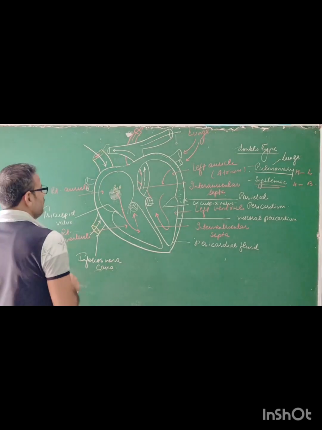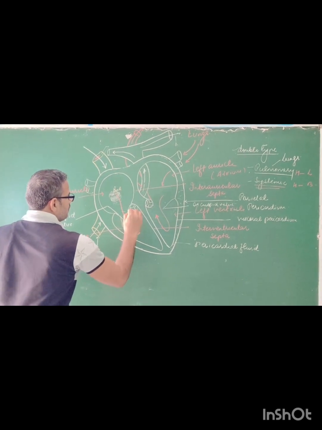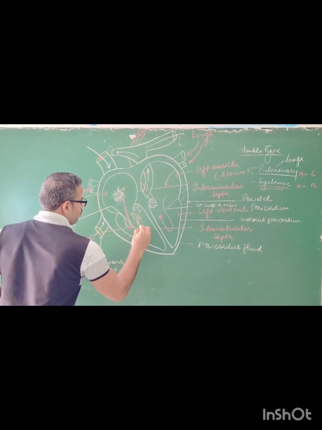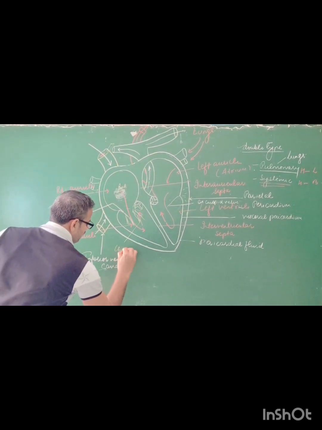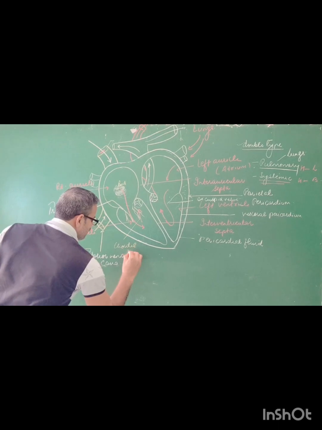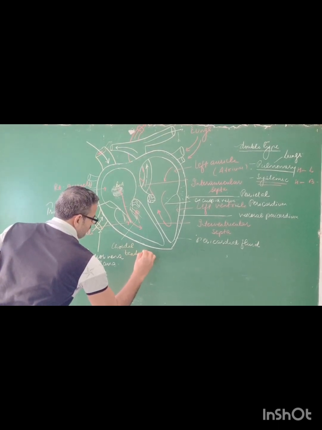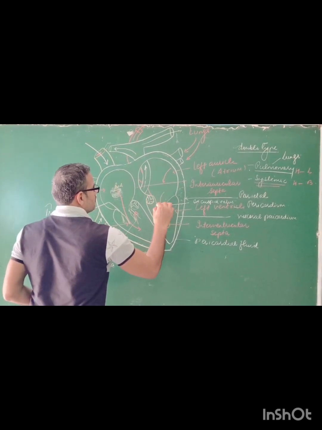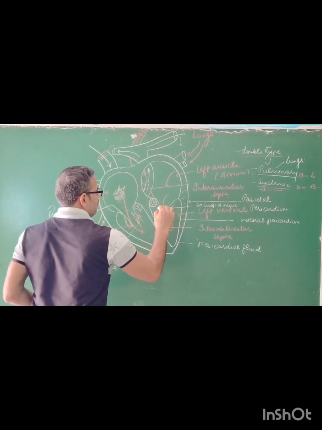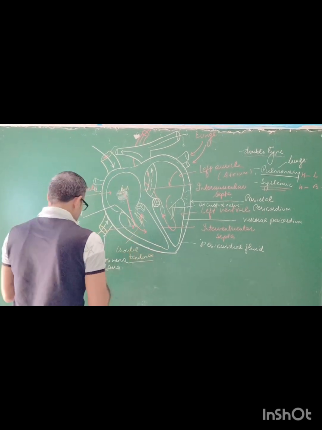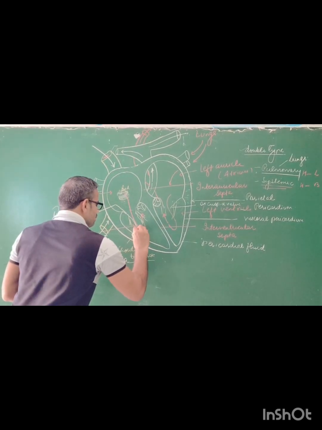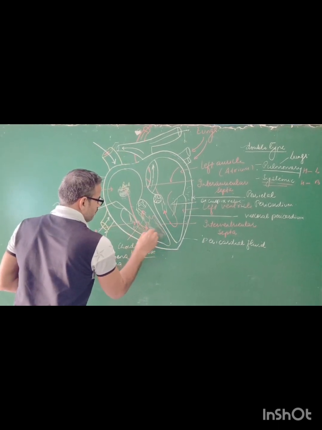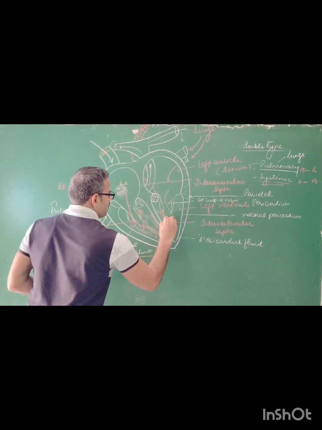So these walls, they are held together with the help of these fiber-like structures. These are called chordae tendineae. These are present in both the sides. Here also, these walls are held together with the help of the chordae tendineae. So these are muscles like this. These are called capillary muscles, which are present only in the ventricles.